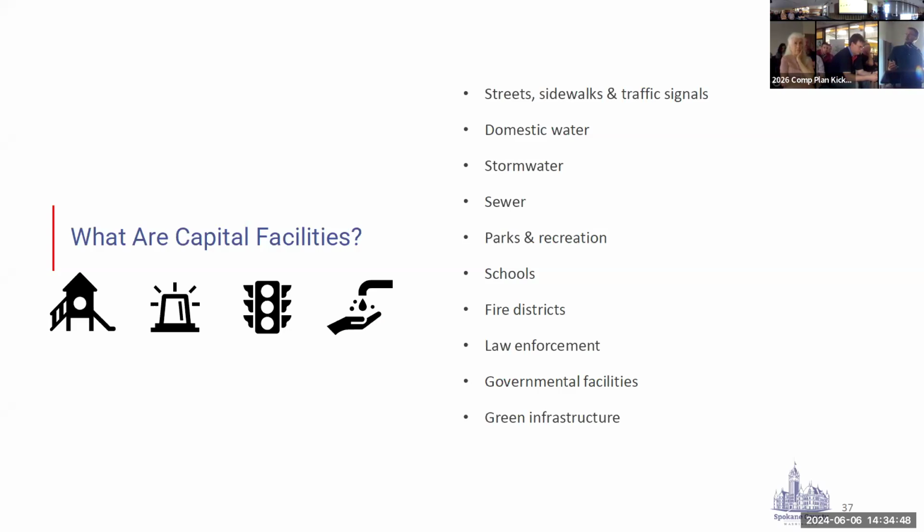So a little bit about those. We got domestic water, stormwater, sewer, schools, roads, parks, government facilities. And it's important to note that these can be not only owned by a jurisdiction, but they can also be owned by special districts as well as private parties.